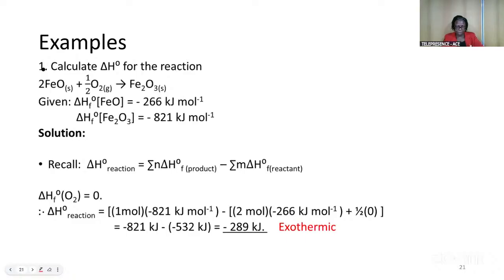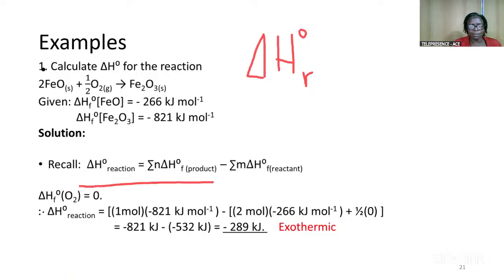Can I calculate it? The question is, calculate the standard enthalpy for the reaction. Oxygen is in its standard state, and it will have the enthalpy of formation of 0. So in essence, for this reaction, you have to know which ones are the products and which ones are the reactants. So you have to come back to the expression for the delta H of reaction. And that is what I have used here.